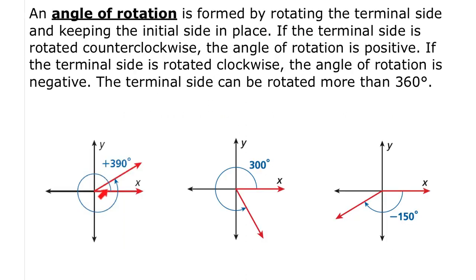Here are a few examples, and these arrows are here to help us. We started on the x-axis. To go 390 degrees, we went all the way around once, that's 360, and then we went 30 more to get to that 390 degrees. 300 degrees, we start here again, and we go counterclockwise, 300 degrees. Negative 150, we start on our x-axis again, and we go backwards clockwise, 150 degrees.